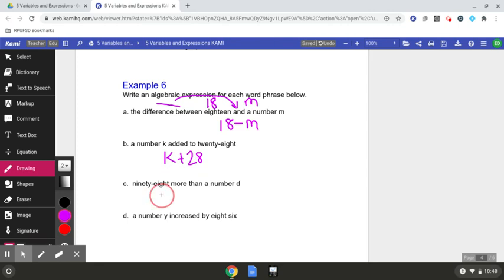C says 98 more means to add. Than is a switch word. A number D. So here, because we have that switch word symbol, we need to rewrite this as D plus 98. D says a number Y increased by 86. So here we have Y increased means add, and then 86.